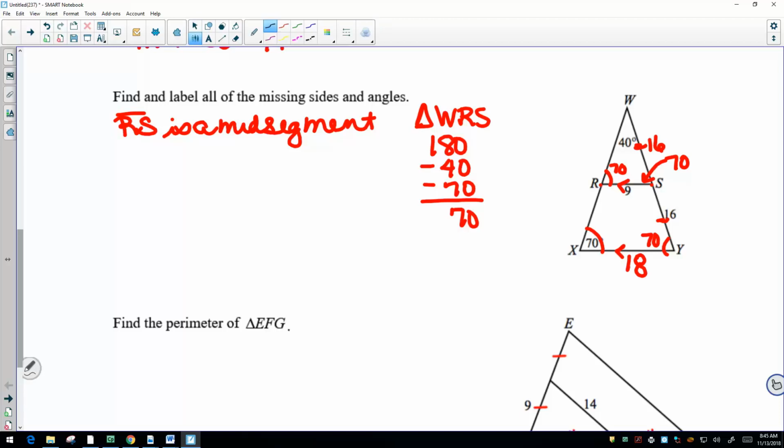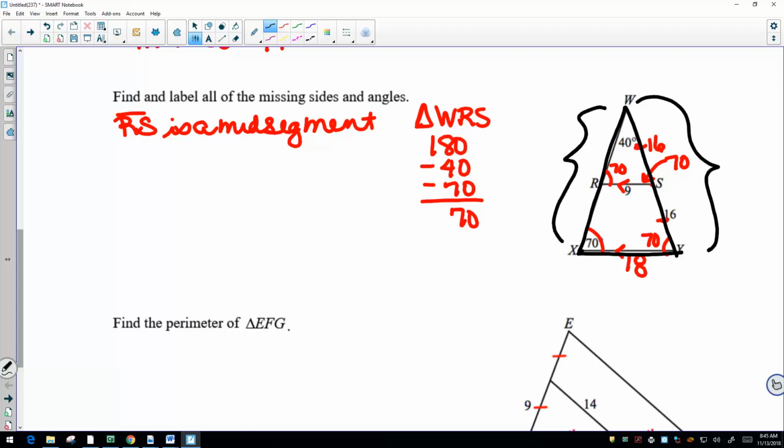Now, taking a look at our big triangle, I can see that this triangle must be isosceles since my two base angles are both 70 degrees. And if it's isosceles, then I know that the two sides are going to be equal. Not only are the two sides equal, but keep in mind R is a midpoint, so that means their parts are also equal. So we've just found all of the missing angles and sides for that triangle.